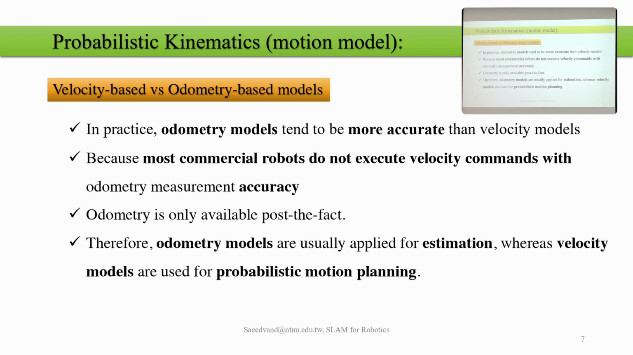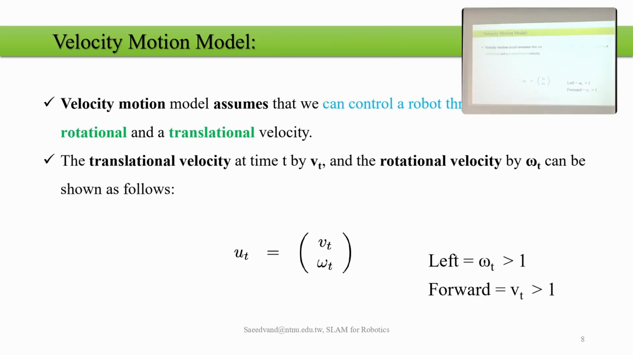So usually the odometry models are applied for estimation, whereas velocity models are used mostly for probabilistic motion planning, but they can also be used in both of them. But this is kind of a general thing that we can consider. So first of all, now we want to talk about the velocity motion model.